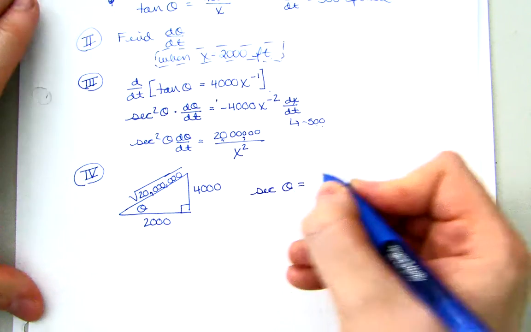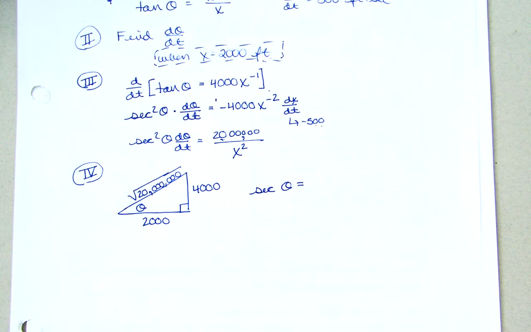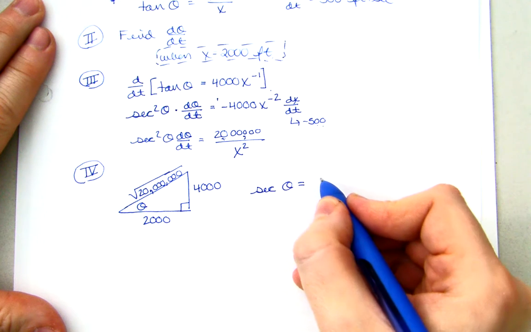Secant of theta, how do you define secant of theta from a right triangle? Okay, sure, 1 over cosine. What's cosine in terms of like adjacent, hypotenuse, opposite? Adjacent over hypotenuse. So secant is what? So what is that here? What's our hypotenuse?